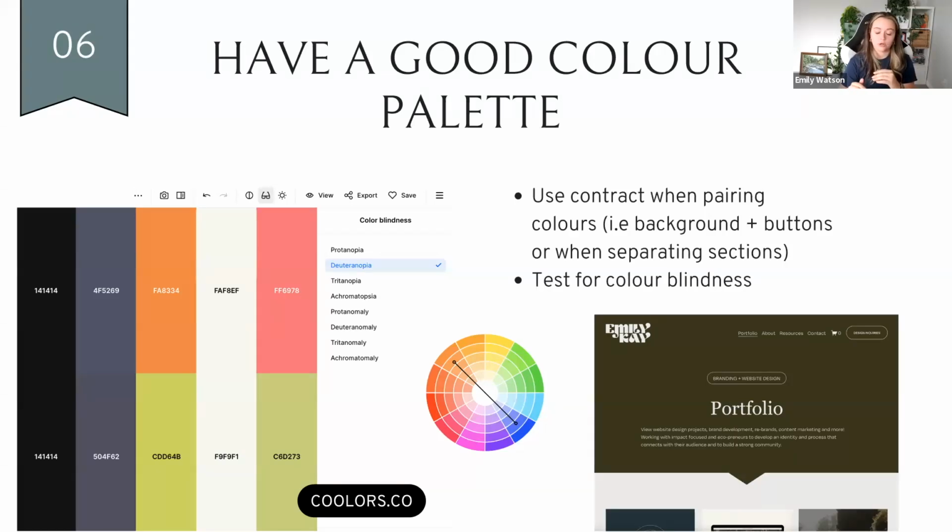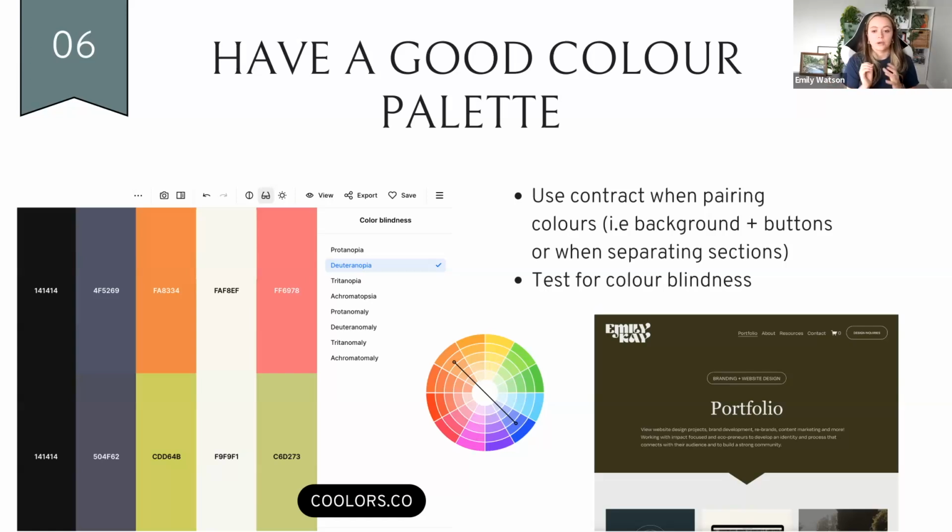So in the bottom right-hand corner, I have my sections separated by two very different colors, so they know what section to go into next. It drives the eye down the website where I want them to go. Or even if you have a dark background, you want a contrasting button on top of that background so it stands out. They know exactly where to go.